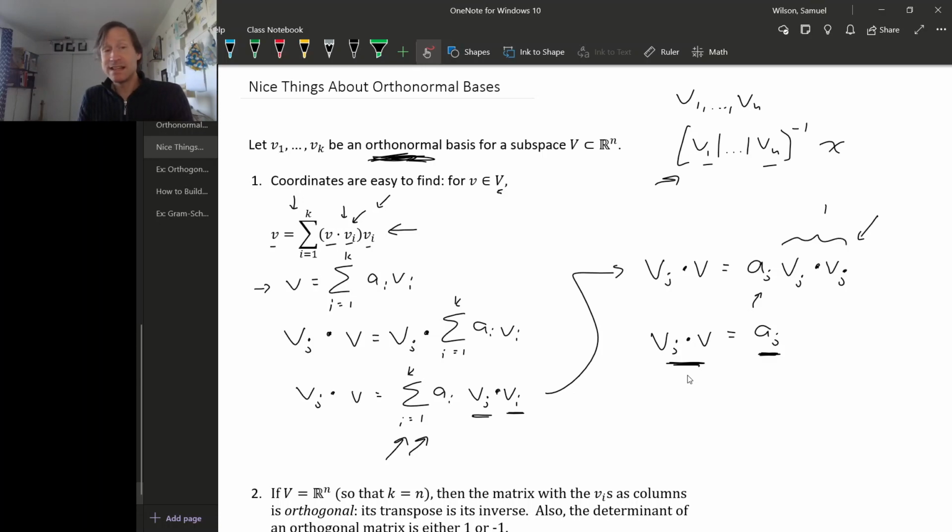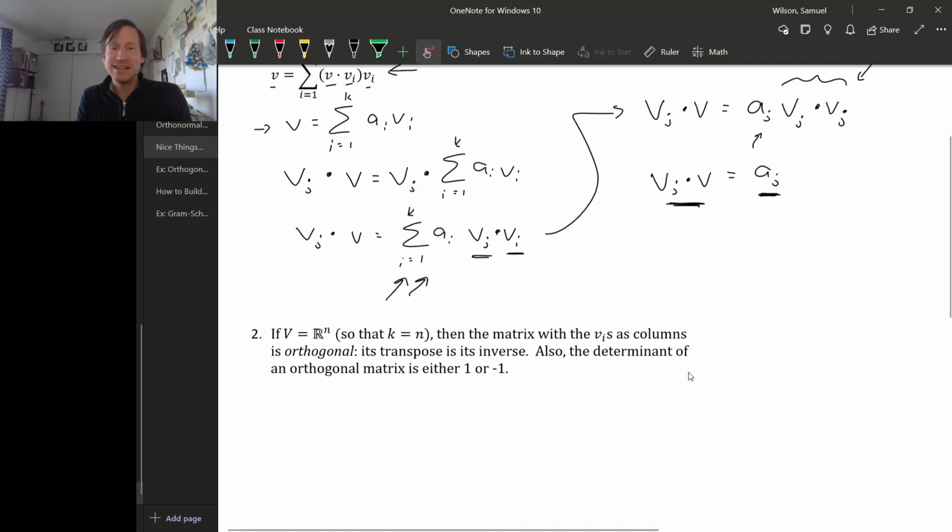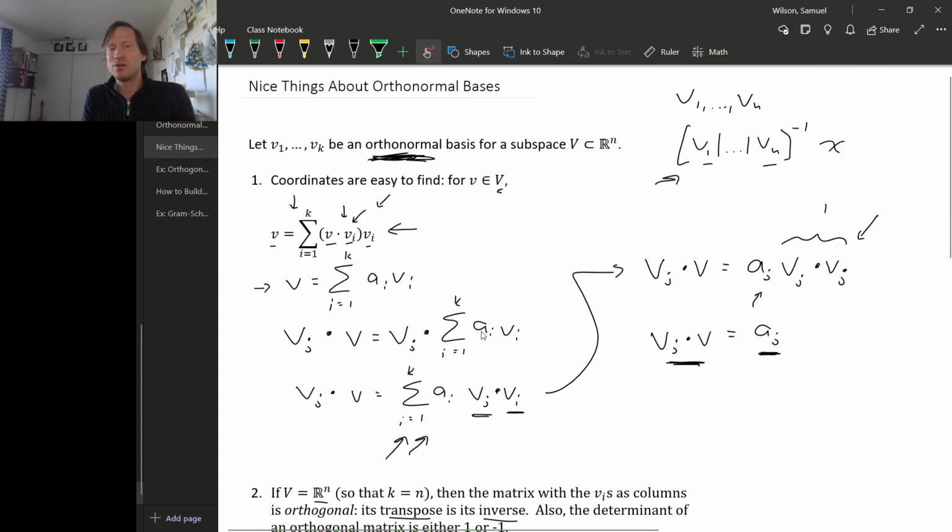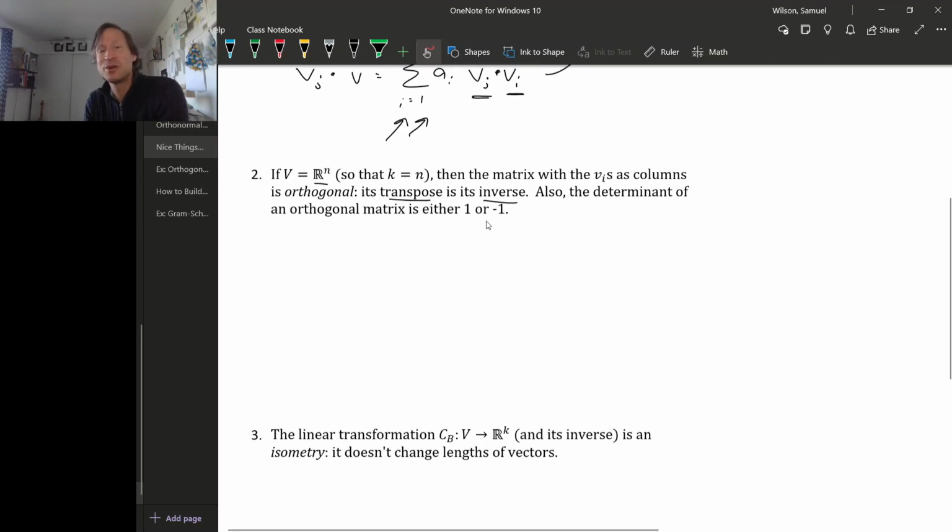All right, the second thing that's nice about orthonormal bases is that if you have a basis not for a subspace of Rn, but for the entire space, then if you stuff all of your basis vectors into a matrix as columns, that matrix turns out to be something called orthogonal. Its transpose is equal to its inverse. Orthogonal matrices, in addition to having this really nice property that the transpose is the same as the inverse, turn out to have a determinant of either 1 or minus 1.